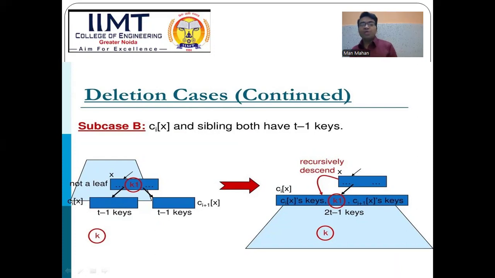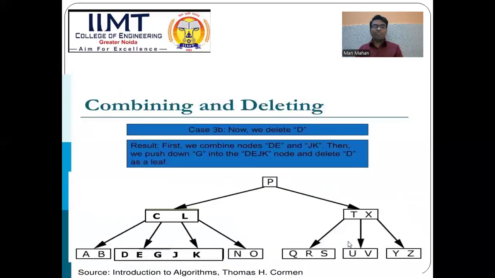Both siblings have t minus 1 keys. It means k1 has a left subtree with t minus 1 keys, and k1 has a right subtree with t minus 1 keys. Then in this case, we merge all the elements, meaning Ci of x and Ci plus 1 of x, and also the parent node, in a particular node. So these are the examples on the basis of case 3.